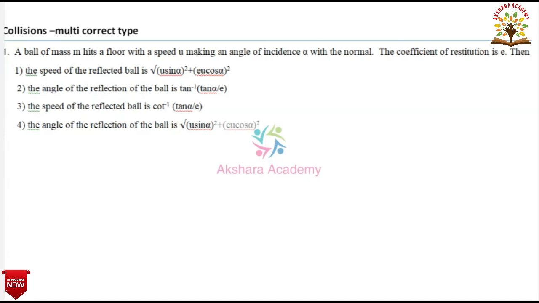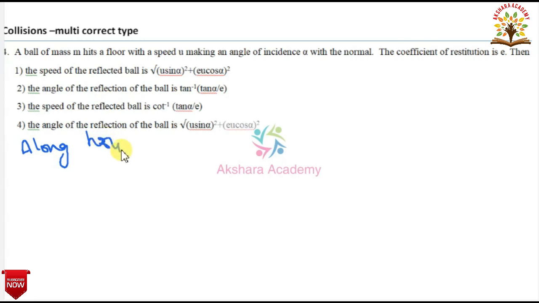In this question, a ball of mass m hits a floor with a speed u, making an angle of incidence alpha with the normal. The coefficient of restitution is e. Then we have to calculate the speed of the reflected ball and the angle of reflection.